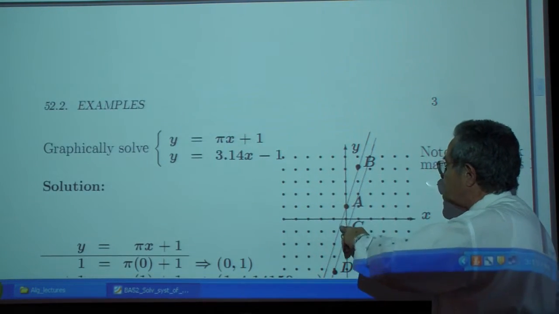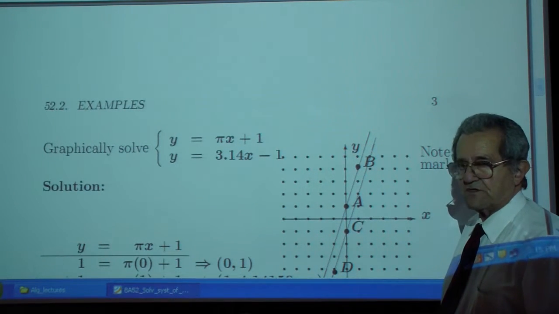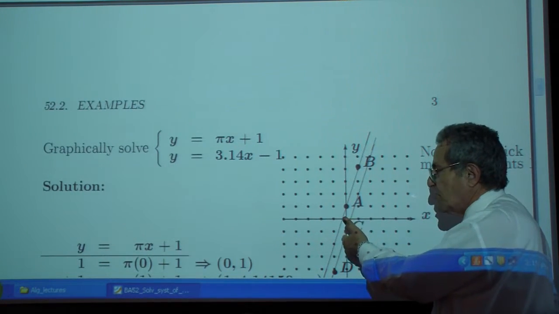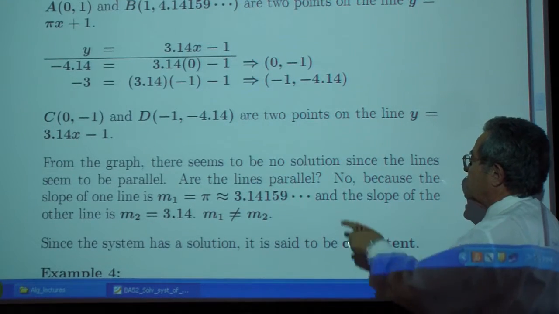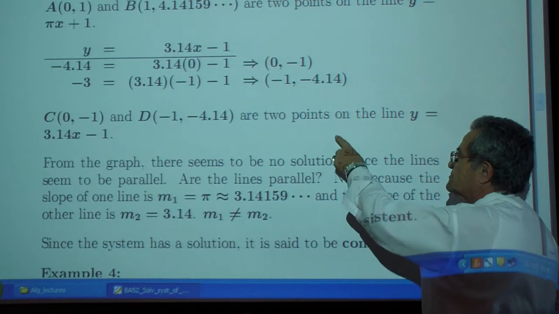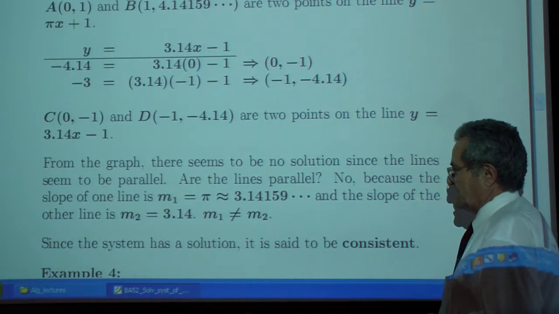These two lines will meet eventually. They'll meet way, way up there in the clouds, but they will meet. So are the lines parallel? No. Graphically, you don't see that. So there is a solution in this particular case, yes. What is it? Well, be my guest. Solve for it.